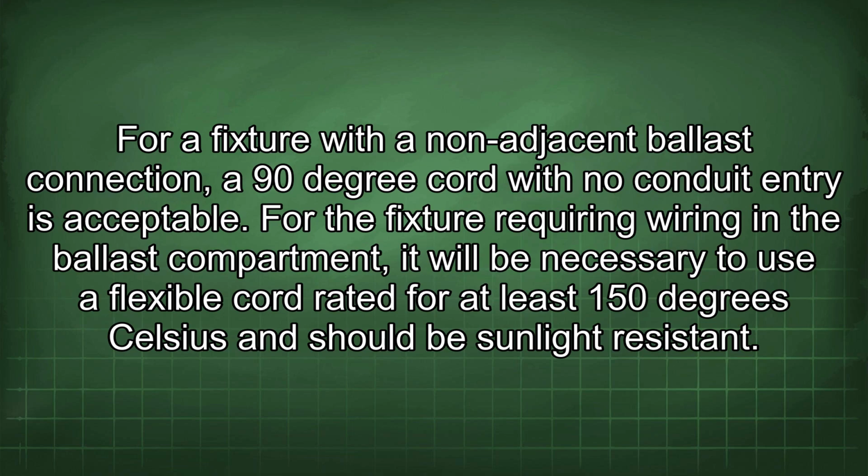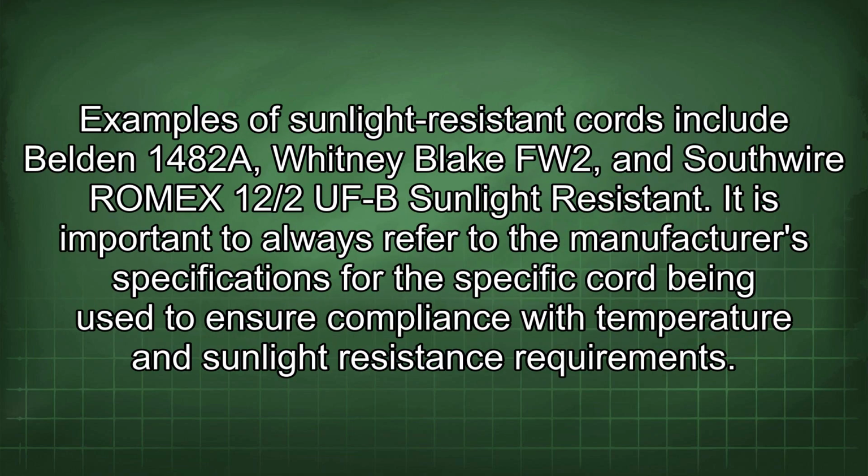For the fixture requiring wiring in the ballast compartment, it will be necessary to use a flexible cord rated for at least 150 degrees Celsius and should be sunlight resistant. Examples of sunlight-resistant cords include Belden 1482A, Whitney Blake FW2, and Southwire Romex 12/2 UFB sunlight-resistant. It is important to always refer to the manufacturer's specifications for the specific cord being used to ensure compliance with temperature and sunlight resistance requirements.